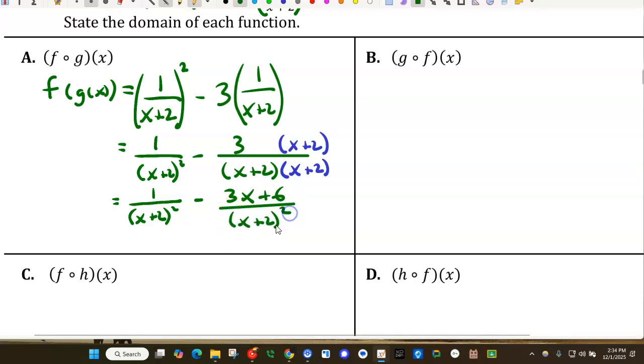Now the denominators are the same, and we can combine everything on the top. Now you got to be careful. You're actually subtracting 3x plus 6, not just the 3x, meaning you have to think about it this way. So we can't just say minus 3x and then 1 plus 6 is 7. It's actually subtracting everything we see here. So minus 3x is minus 3x, and then 1 minus 6 is positive 5. There we go, over x plus 2 squared.